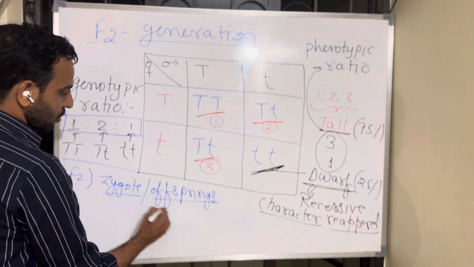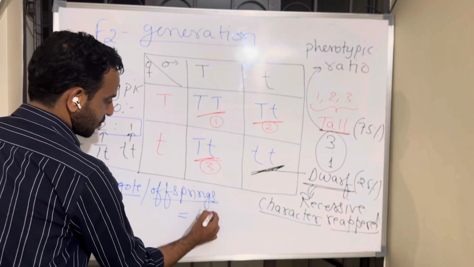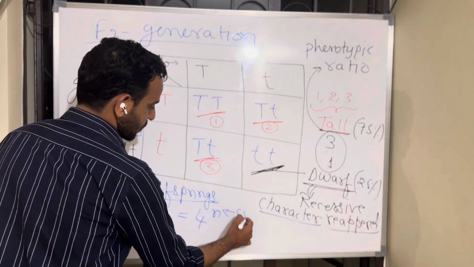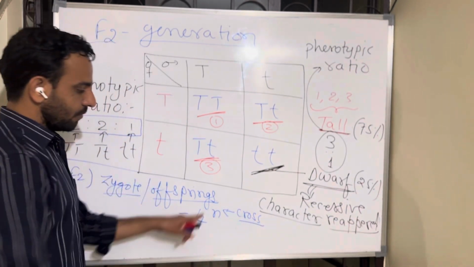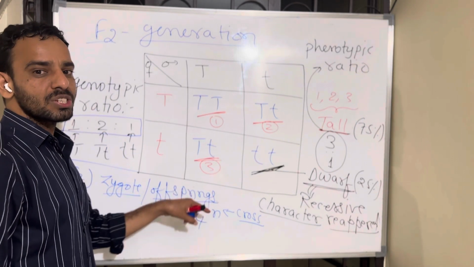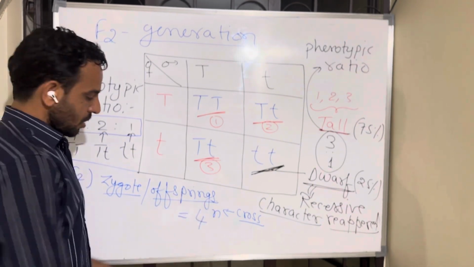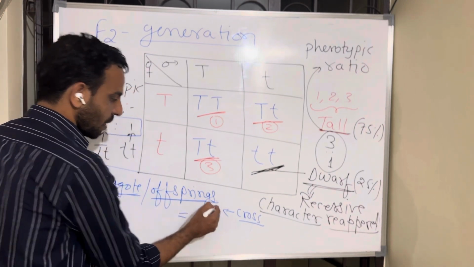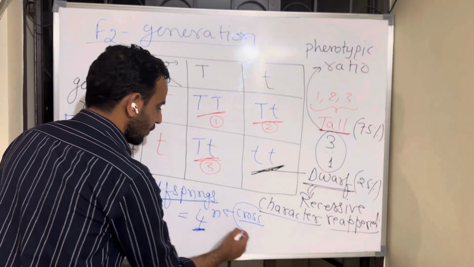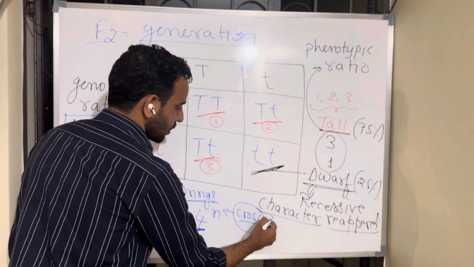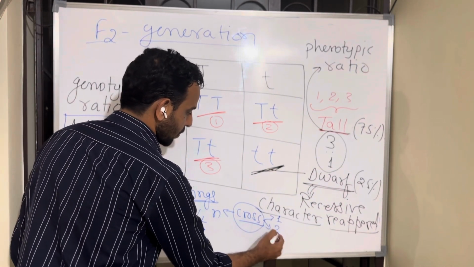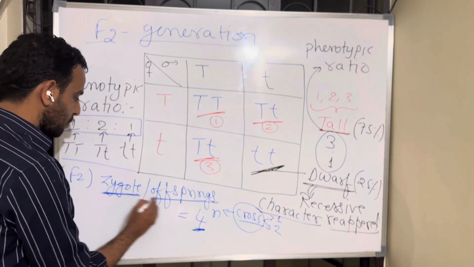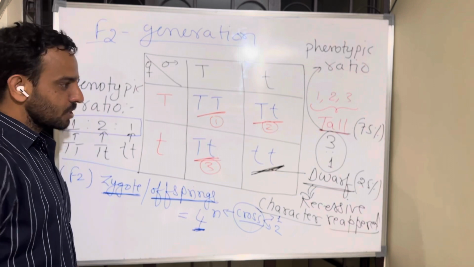So what will be the number of zygotes or offspring? It will always be 4 to the power n, where n is the cross. Monohybrid cross, 1. Dihybrid cross, 2, so 16. Trihybrid cross, 3. So the formula to find the zygotes or offspring is 4 to the power n, where n is the type of cross we are doing, whether monohybrid, dihybrid or trihybrid.